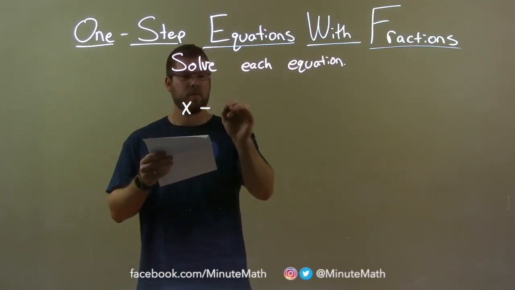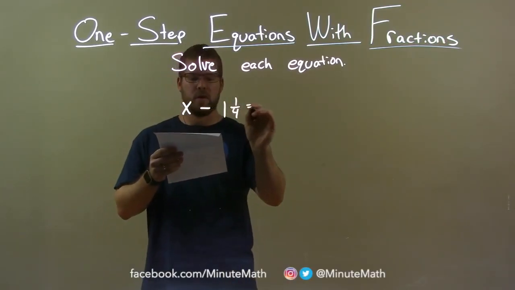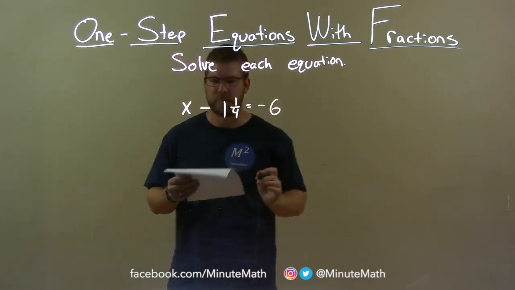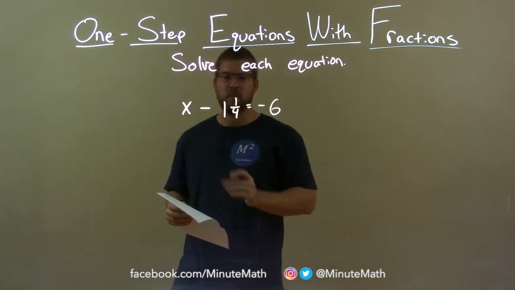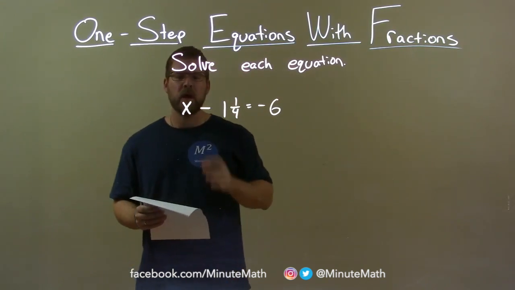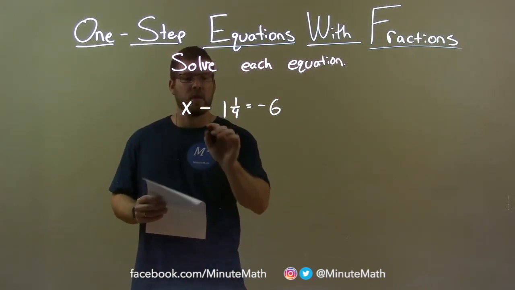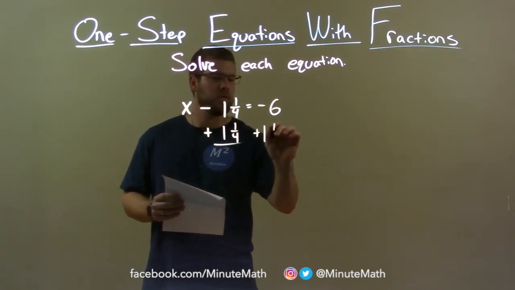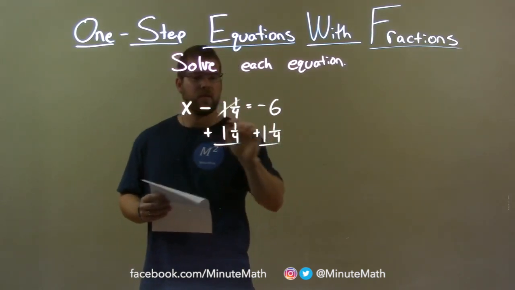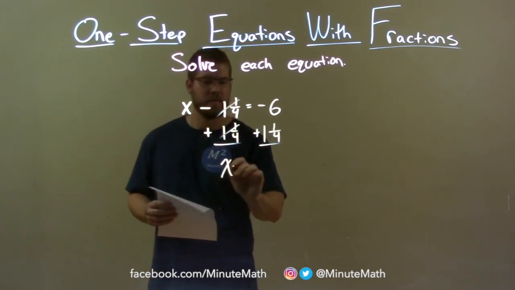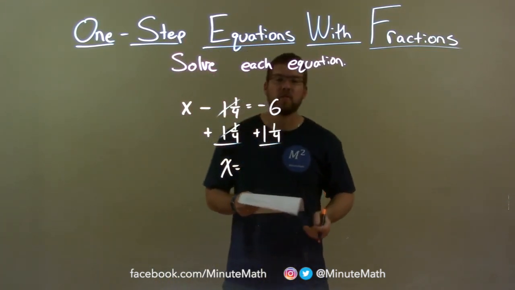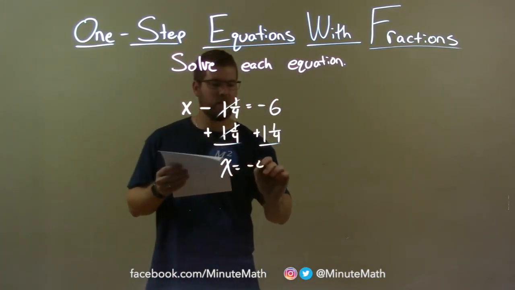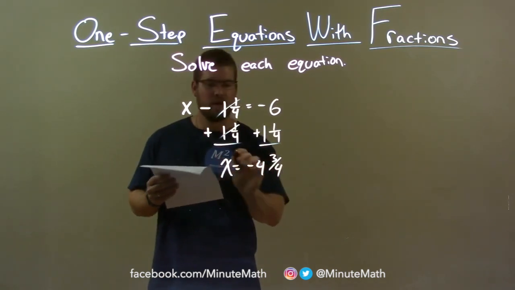X minus 1 1/4 equals negative 6. I want to get x by itself. We're subtracting 1 1/4 from it. Opposite of subtraction is addition. So if I add 1 1/4 to both sides, we will eliminate the 1 1/4 on the left, giving me x by itself. And negative 6 plus 1 1/4 is negative 4 3/4. And so there is our final answer.